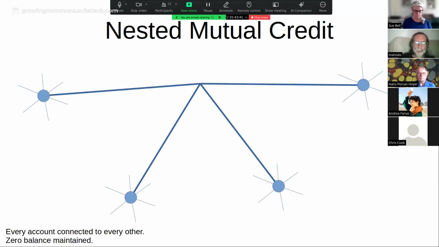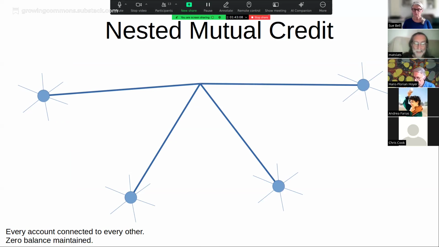When we nest mutual credit, we actually make another account on every ledger that points to the rest of the world. And that can be represented in this way with stars on a star. And this way you can see that every account is connected to every other account, and note that there's only one path, and that means also one exchange rate between any two accounts. And this does not violate the zero balance rule.